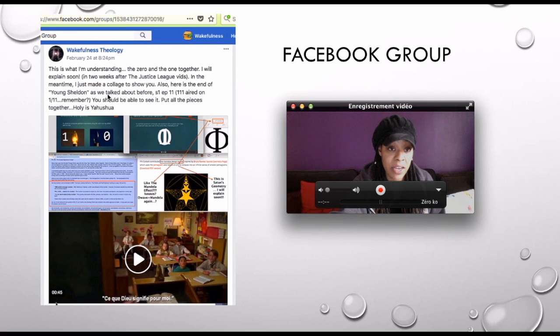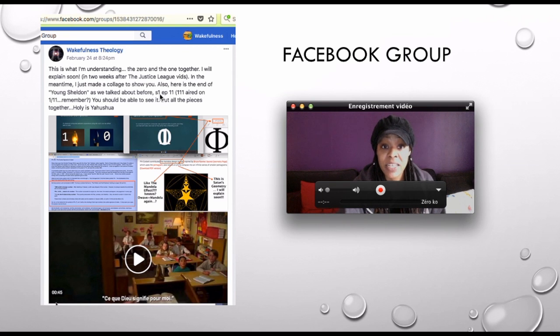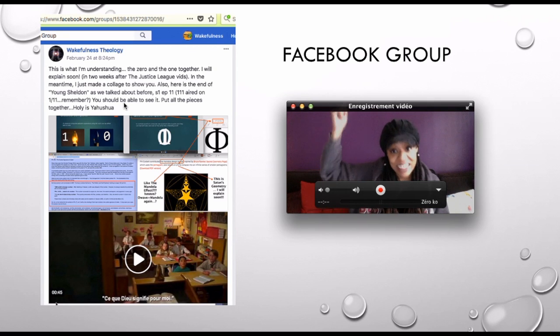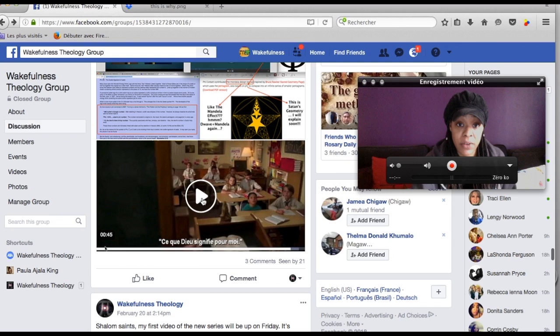Also here is the end of Young Sheldon, as we talked about before, season 1, episode 11. 111 aired on 111, remember? And you guys, in the last video, I was just talking about the 111 and how it's important, how it's connected to the Bible, how it's connected to Melchizedek priesthood. I mean, we broke all of that down in the last video. So this is right here, season 1, episode 11 of Young Sheldon, that aired on January 11th. And we talked about that a great deal at that time in the old videos. So I just want to show you now this video so that you know that I'm not talking out my backside. Check it out.